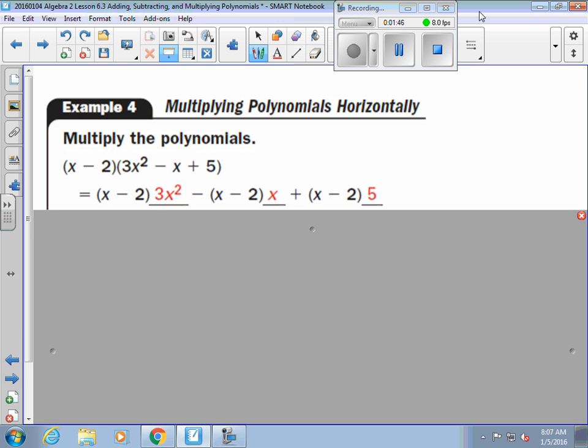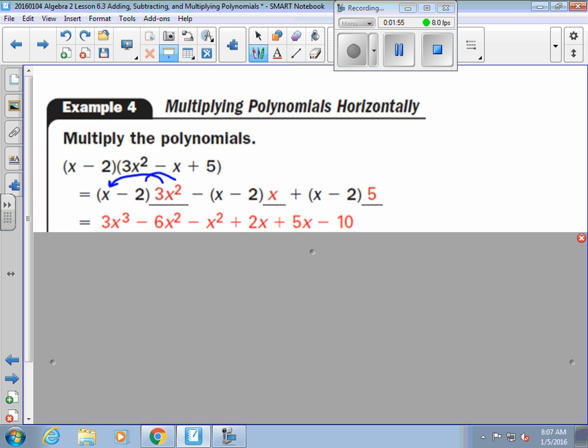So when you multiply these by each other, 3x squared times x is going to be 3x to the third power. 3x squared times -2 is -6x squared. So that's those two. X times x, and again the minus is up front. X times x is negative x squared. X times -2 is positive 2x. And the reason it says positive 2x right here is because of this negative. This is a reason why most of us don't like going backwards with it, because it makes it positive 2x there. And then 5 times x is 5x, and 5 times -2 is -10.